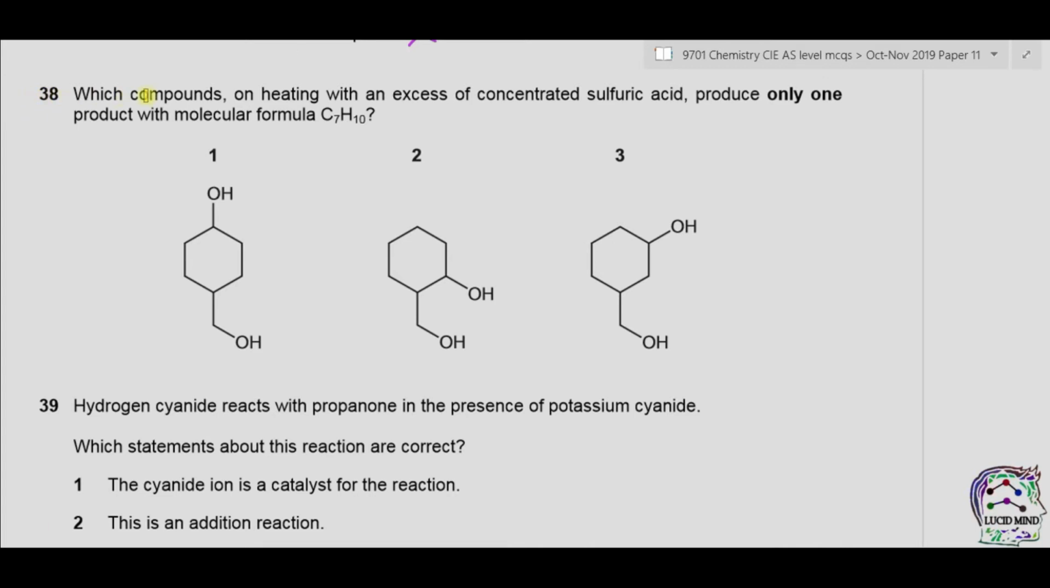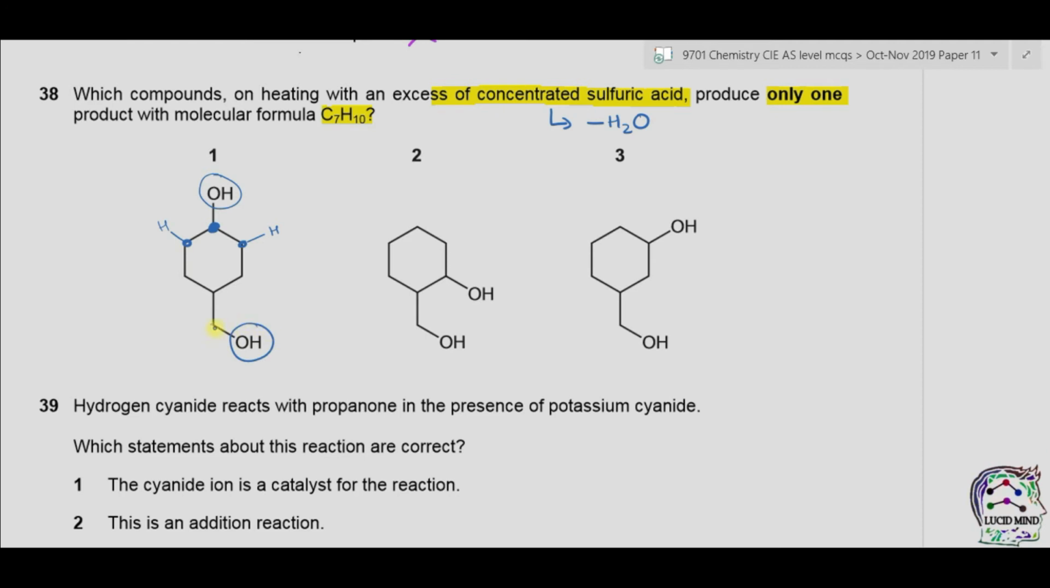Question 38. Which compounds on heating with an excess of concentrated sulfuric acid produces only one product with the molecular formula C7H10? Now we know that concentrated sulfuric acid is a dehydrating agent and it will remove water in an elimination reaction of alcohols. Now water is removed in such a way that OH present with one carbon atom is removed and hydrogen from adjacent carbon atoms is also removed.